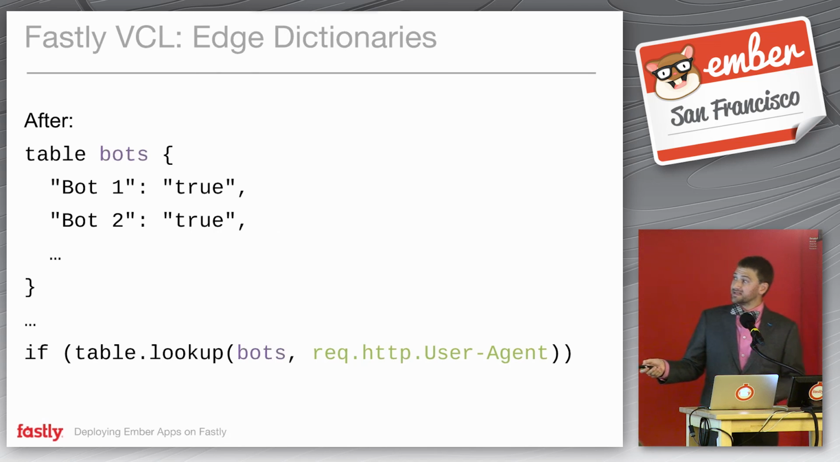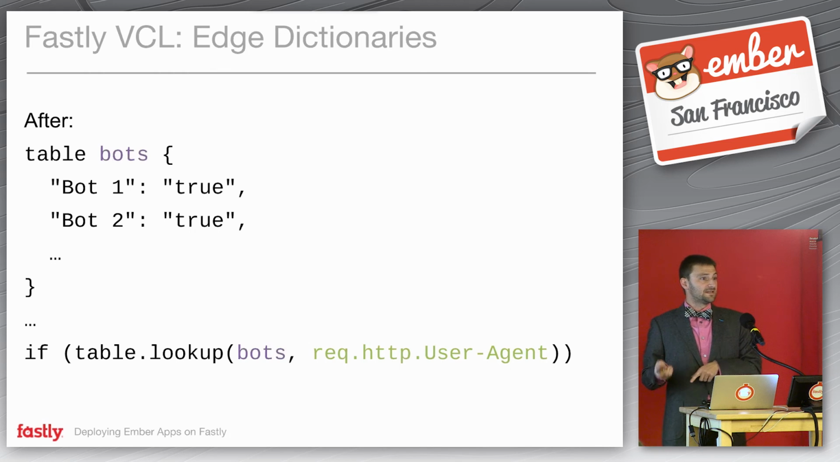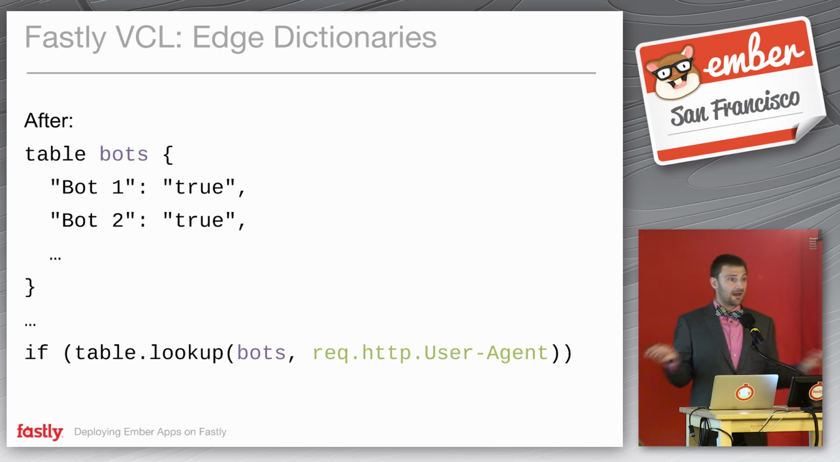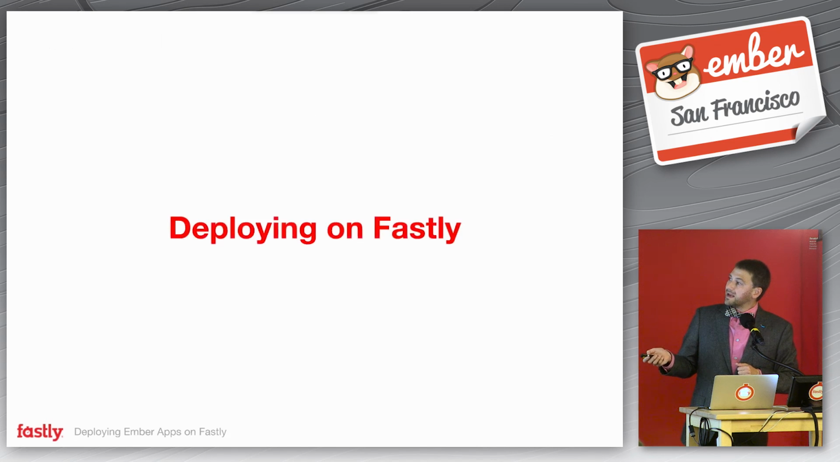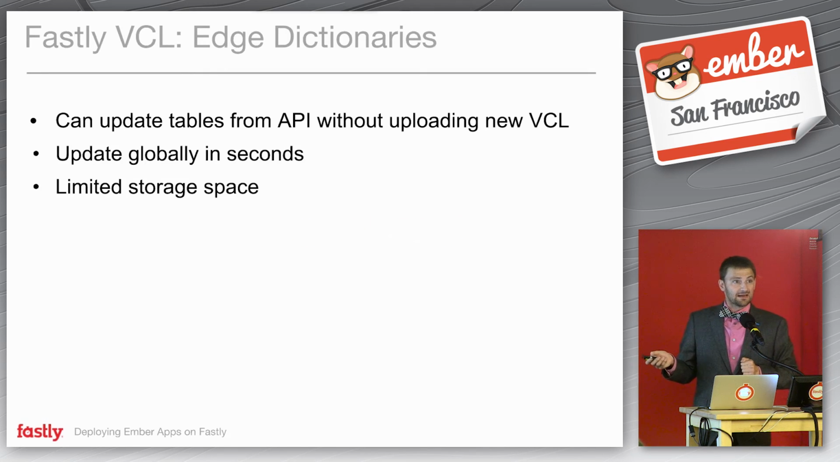And the nice thing about this is you can add to this table and remove from it without recompiling your VCL. So you can just, through the API, add and remove from this table, and it will automatically happen in real time. When you make an API request to Fastly to update an entry in that table, it'll be around worldwide in a few seconds. It does have limited storage space, I should say.